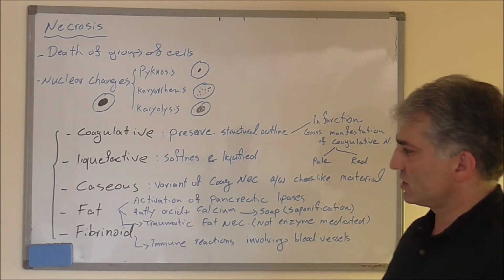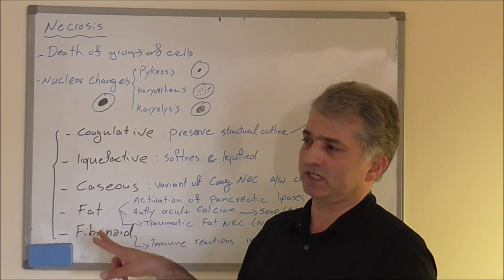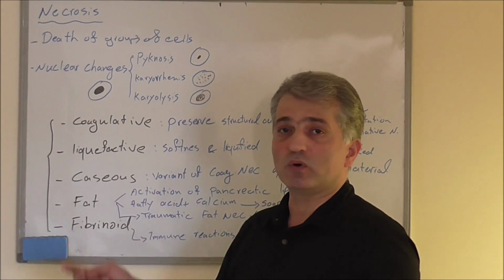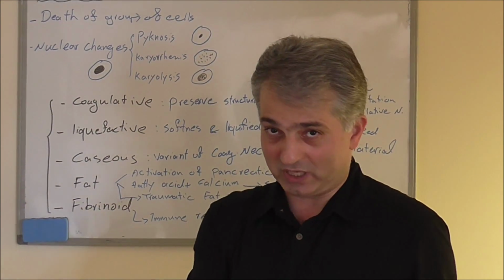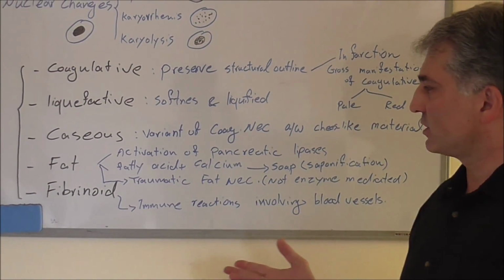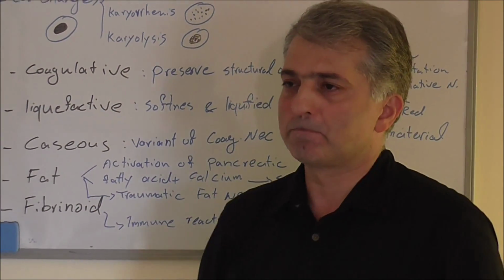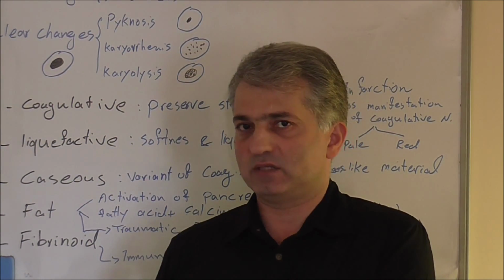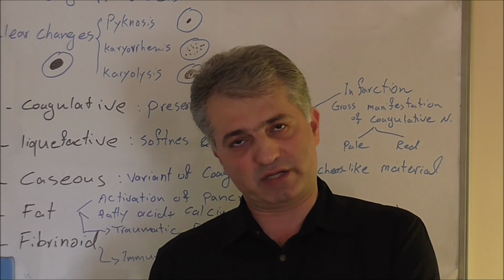Next type of necrosis, we call it fat necrosis. What is fat necrosis actually? The name is telling you, only fat tissue. We describe this. How is it happening actually? For instance, how we digest fat. We have enzymes to digest fat, and those enzymes come from the pancreas.